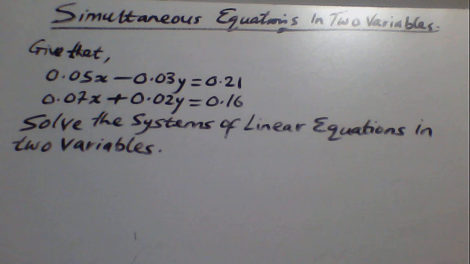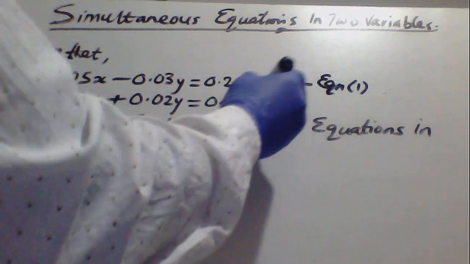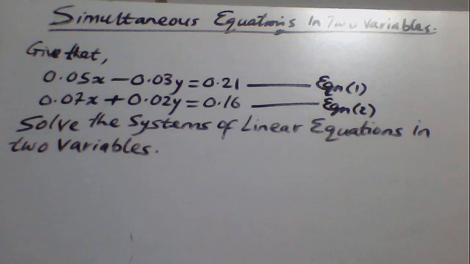So, if you look at these equations, you see that it's not like other equations you know. This is for those who haven't solved linear equations in two variables where the coefficients involve decimals. When you see this type of problem, the first thing you have to do is to label the equations. You can label this one equation 1, and label this one equation 2.